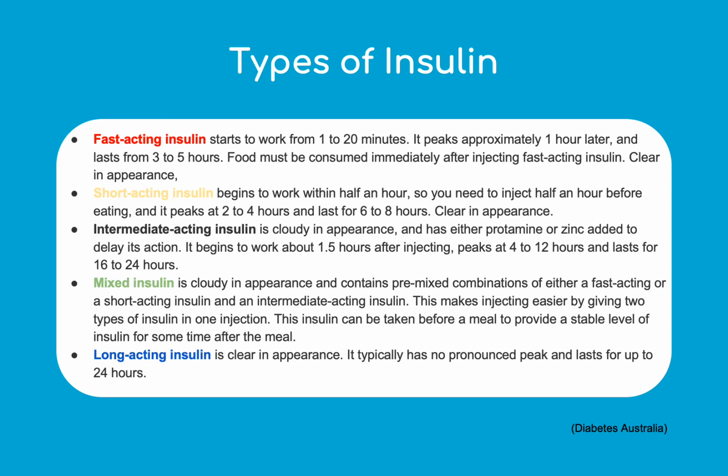There's an intermediate insulin, such as Humulin NPH, that has either protamine or zinc added to delay its action, and it begins to work about an hour and a half after injecting and lasts in the body for almost 24 hours. Then there's a mixed insulin, such as Novomix, which contains a pre-mixed combination of either a fast-acting or short-acting insulin and an intermediate-acting insulin. And this makes it easier for injecting by giving two types of insulin within one injection. Then there's the long-acting insulin, which lasts for up to 24 hours.